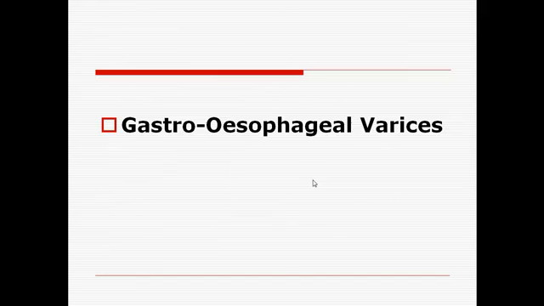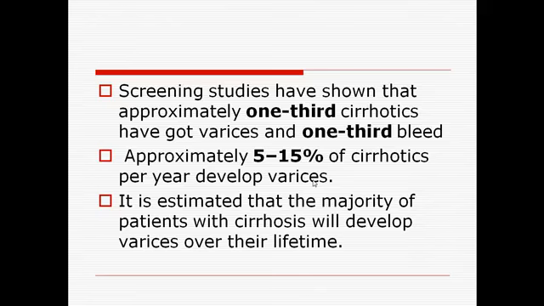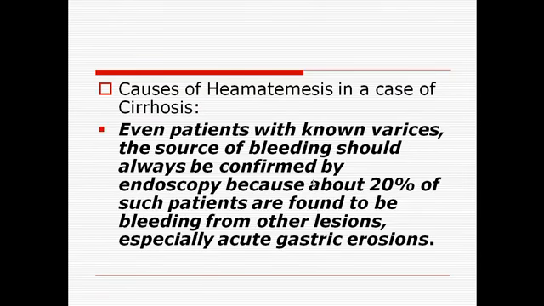Gastroesophageal varices: one of the very important causes of gastroesophageal varices is chronic liver disease. When we find a patient of chronic liver disease, we have to screen for gastroesophageal varices. A question frequently asked to you: what are the causes of hematemesis in case of cirrhosis? Look, acute gastric erosions. There are lots of other causes, but one of the most important causes is acute gastric erosions.